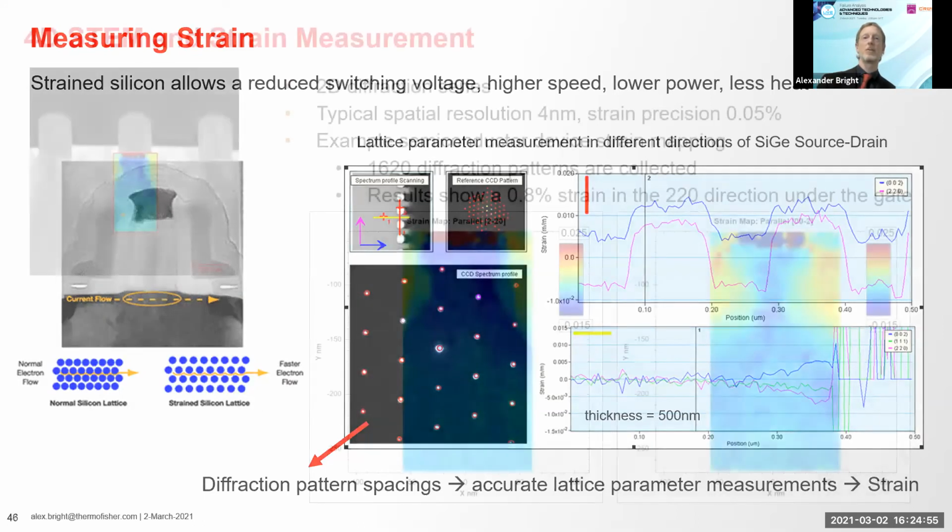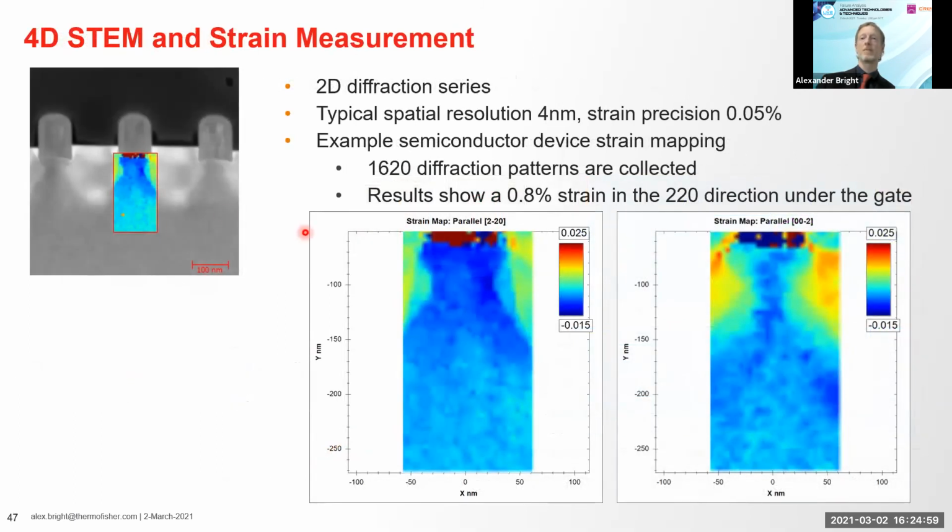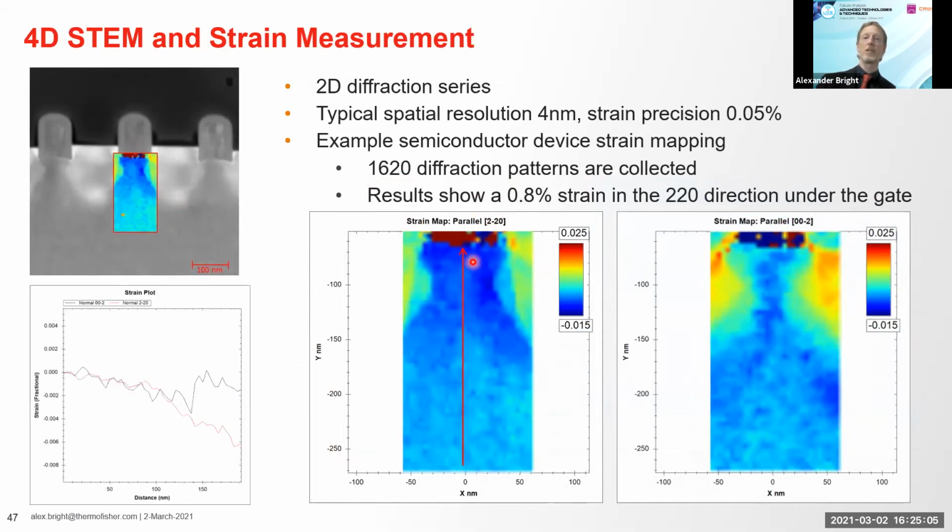And here's a two-dimensional map showing strain distribution in a transistor. And if we scan here from the substrate into the transistor region, we can take a line scan and measure how the strain varies. You can see the strain increasing in this orientation as you move into the transistor region.